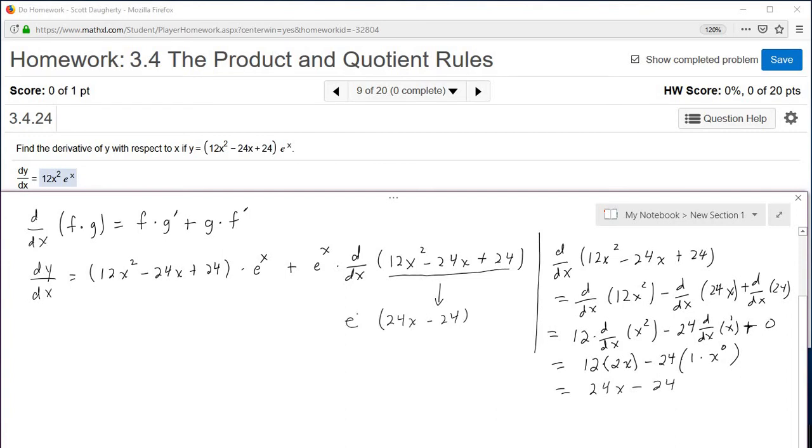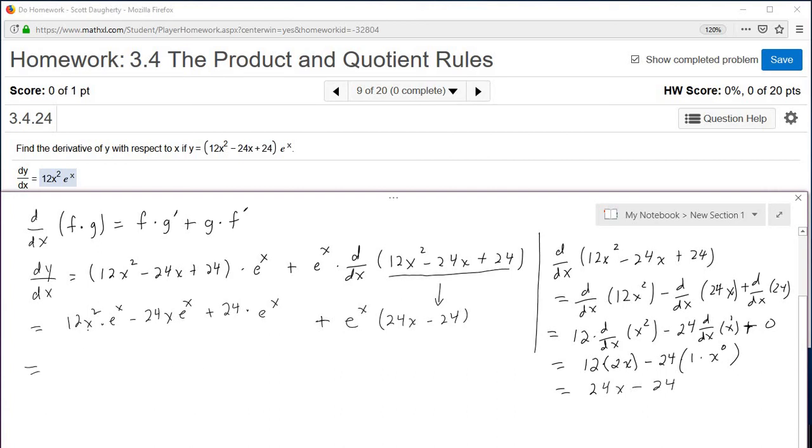Okay, and that gets multiplied by e to the x. And then, of course, you still have this first part. And what you want to do here is, of course, distribute the e to the x to all three terms. So let's write that out. So you get 12x squared times e to the x. And then distribute it to the second one, you get 24x times e to the x. And then the last one, you get 24 times e to the x.